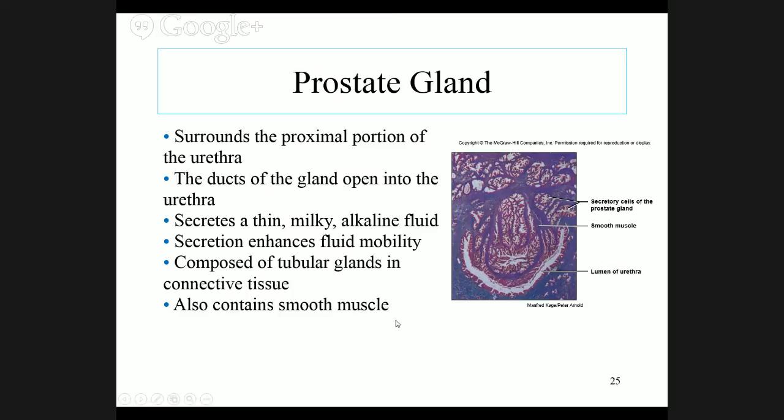The prostate gland surrounds the proximal portion of the urethra and secretes a thin, milky fluid. The secretion enhances sperm motility. The gland is composed of tubular glands in the connective tissue, and also contains smooth muscle. Wait a minute. Okay, it's actually slightly acidic, not alkaline. It contains citrate, a nutrient for the sperm, and prostate-specific antigen, or PSA, which is an enzyme that helps liquefy semen, breaking it down following ejaculation.